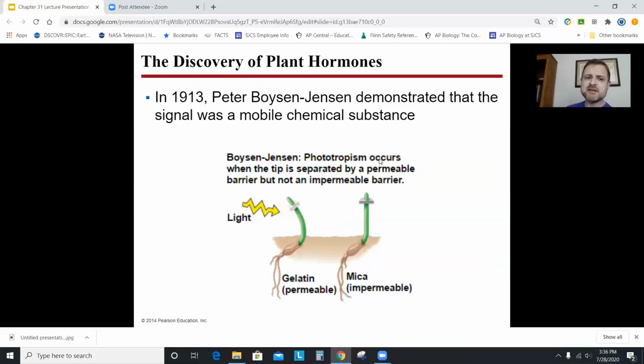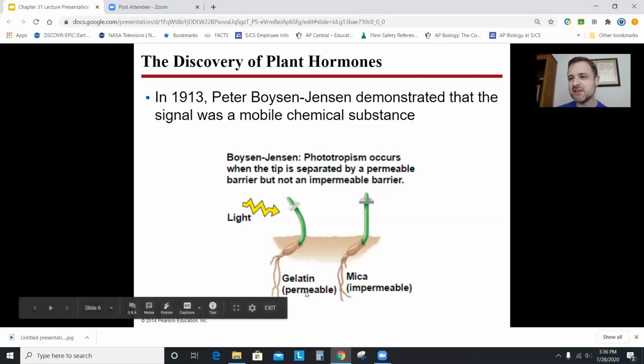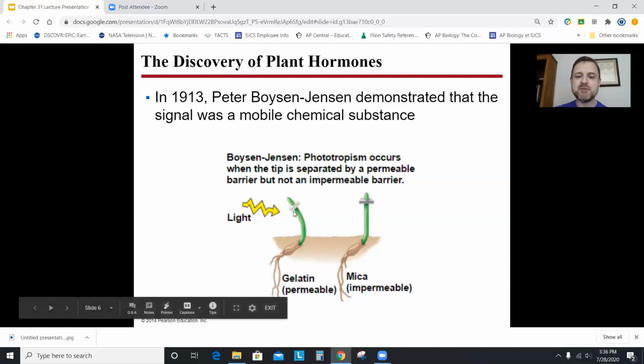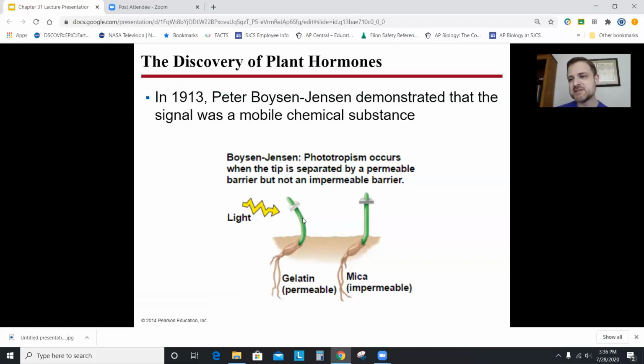Skip ahead, 1913, Peter Boysen-Jensen. He's the guy who figured out that the mobile signal was a chemical. And what he did was he used gelatin, like Jello. Chemicals can go through gelatin. So he would cut off the tip and put the tip back on the grass, but with the gelatin in between, and it still worked. The plant still bent toward the light. So the chemical is going through the gelatin.